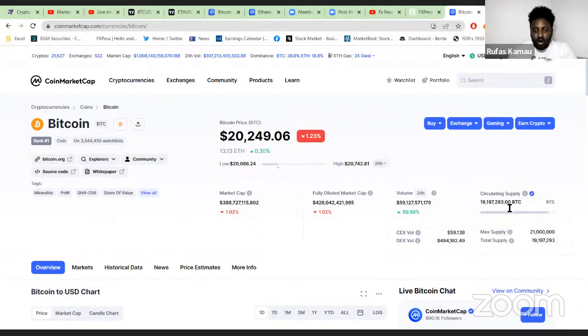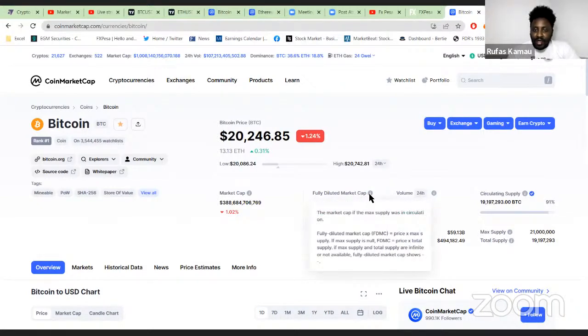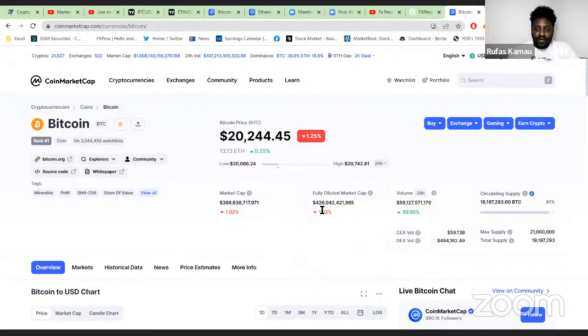So the 19 million coins multiplied by the price of each coin will basically give you the market capitalization of Bitcoin, which is around 388 billion dollars. The fully diluted market cap is the maximum supply multiplied by the price of each coin. This gives you $426 billion, which is basically the total worth of Bitcoin. If you look at the volume traded in the last 24 hours, it's about $59 billion.